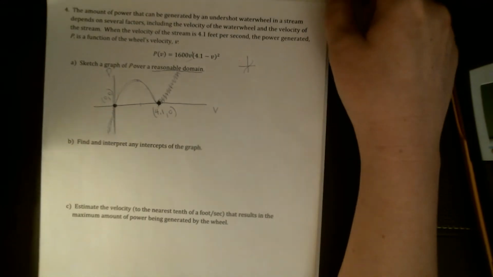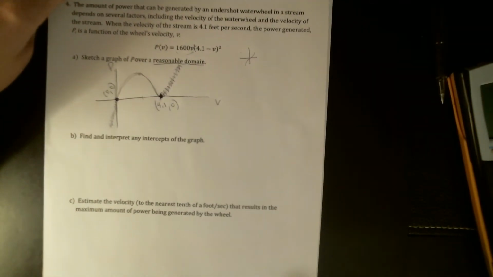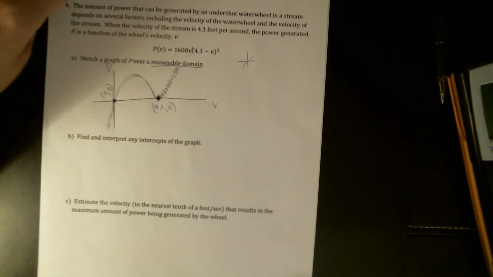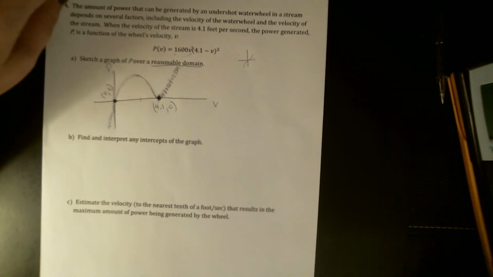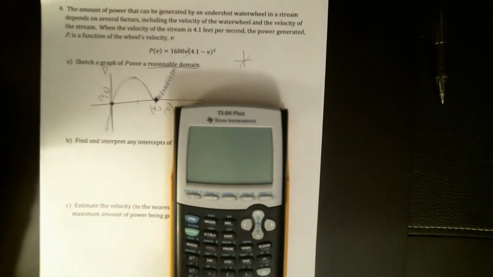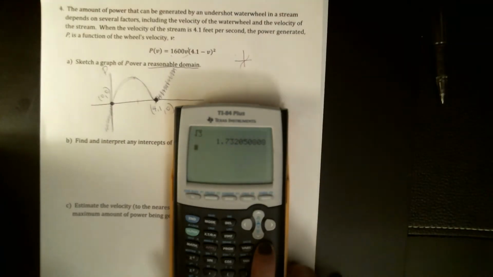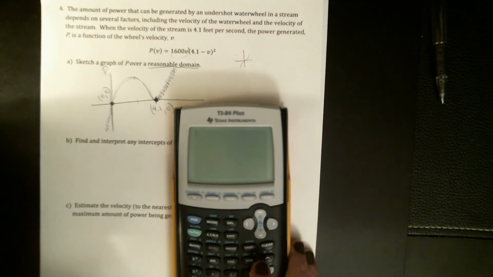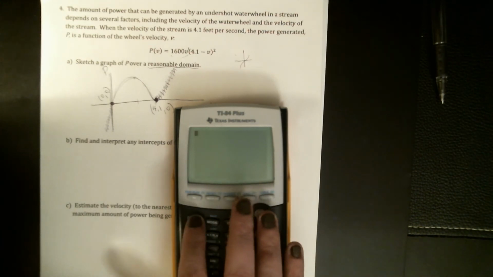Okay, the last part on this one is to estimate the velocity that results in the maximum amount of power being generated. So ideally, you will have a graphing calculator for this. This is why they're recommended. If not, you can do a little bit of guess and check on your own. If you have a table, that'll be a decent substitute.